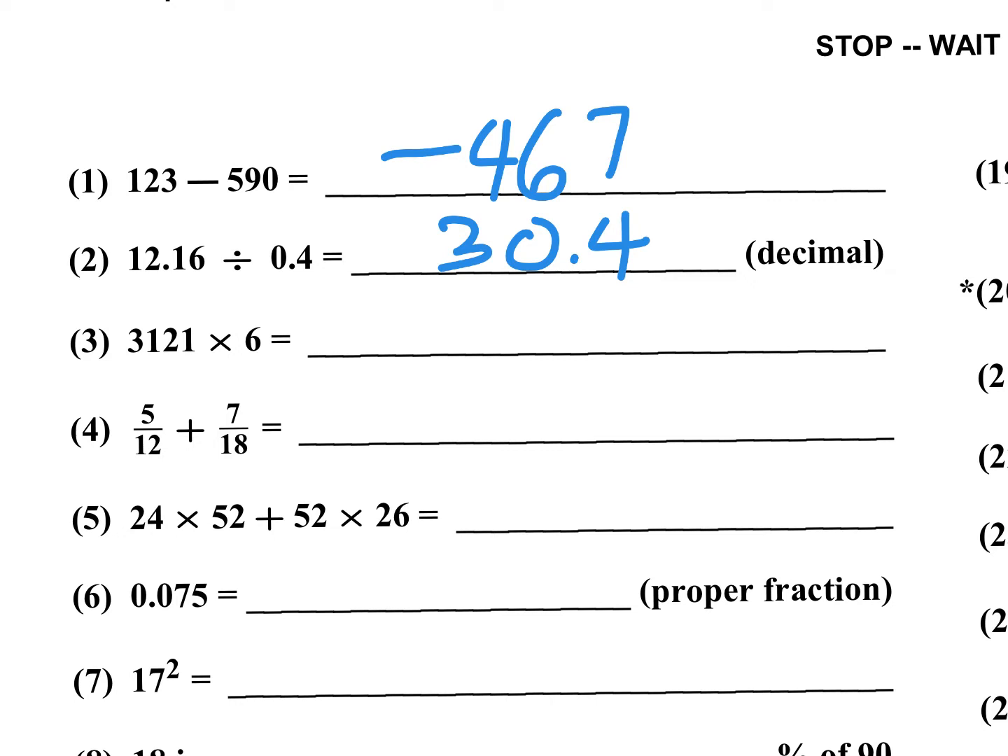Number 3, 3121 times 6. 6 times 1 is 6. 6 times 2 is 12. Carry a 1. 6 times 1 plus the 1 is 7. And 6 times 3 is 18. So the answer there should be 18,726.